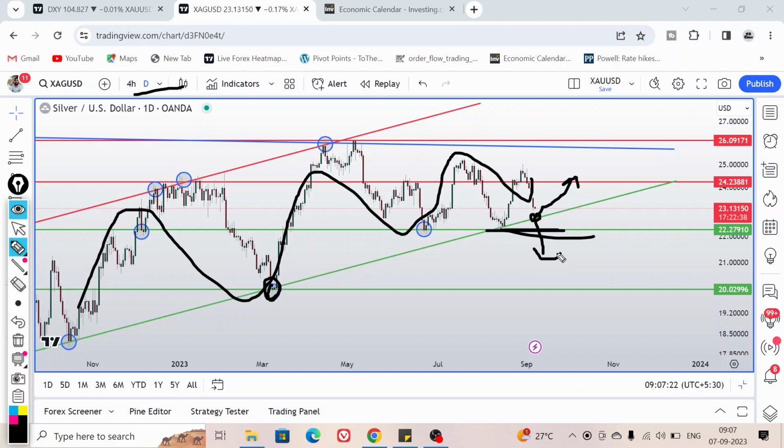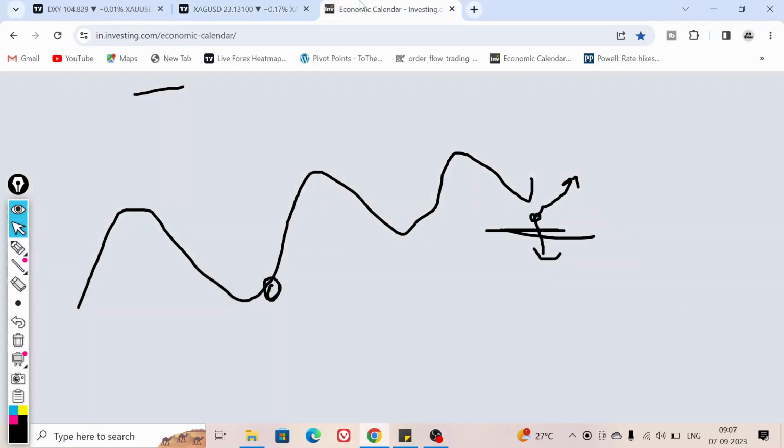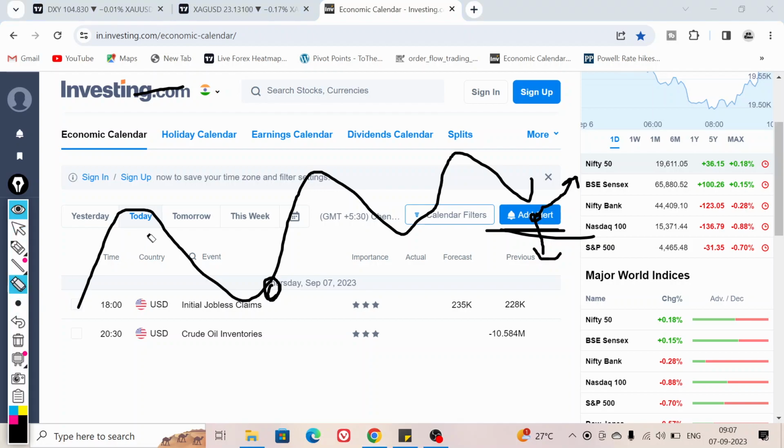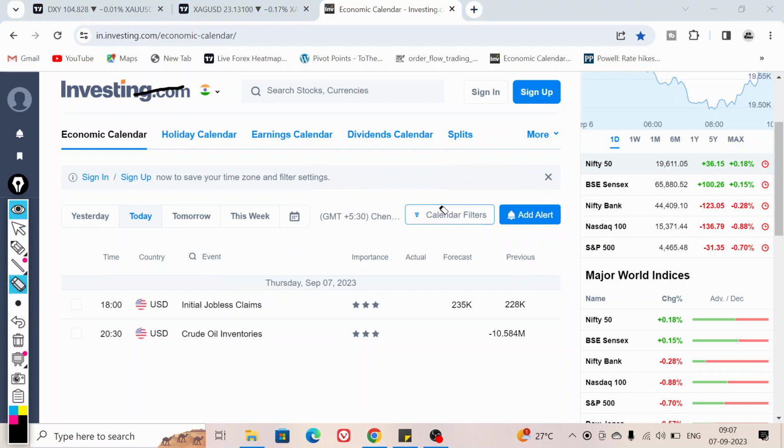So these are the levels that we can watch for gold and silver on the daily time frame, and we can look for buy and sell opportunities accordingly. Also for today, the important data in the US session is the initial jobless claims. We have to wait and watch how price is going to react to the data. We have to also consider this data for today's trading.